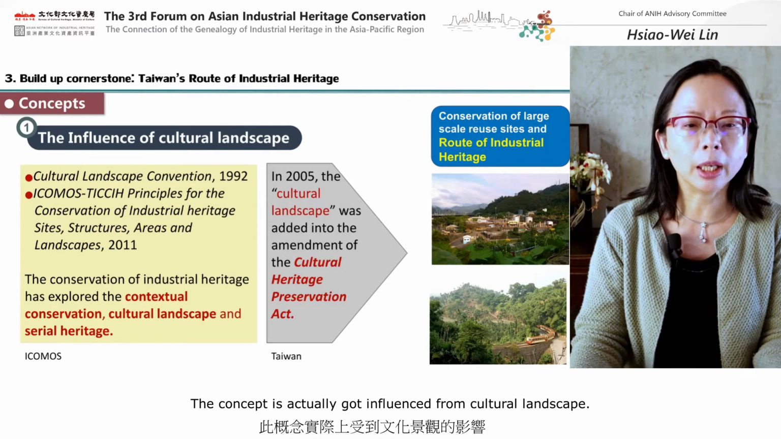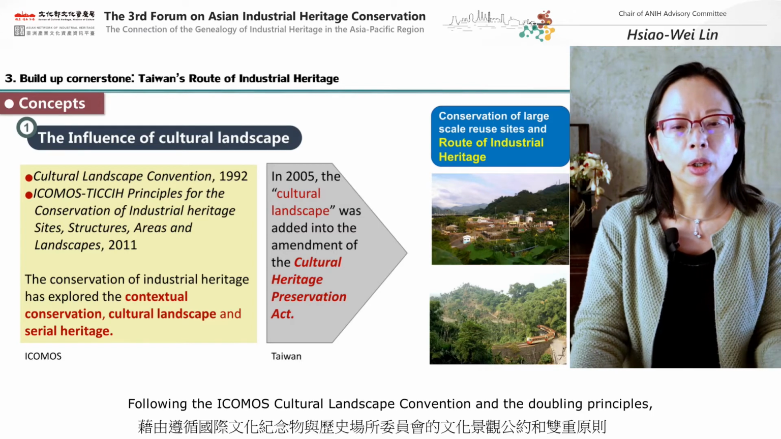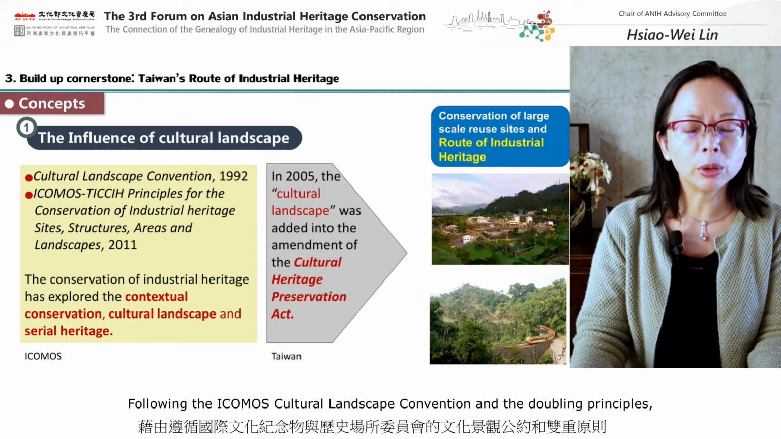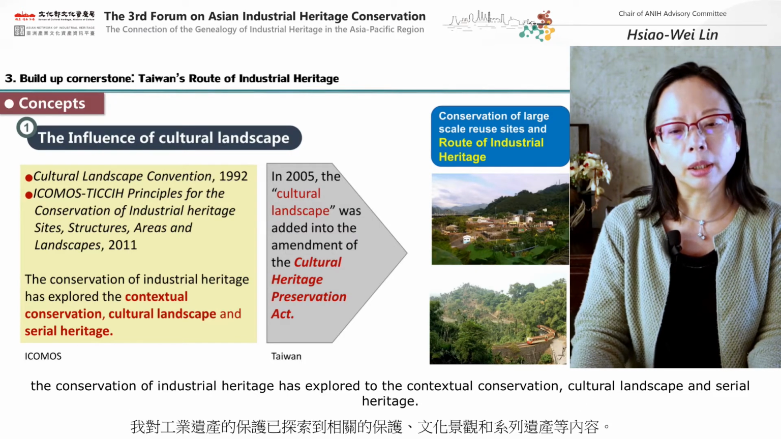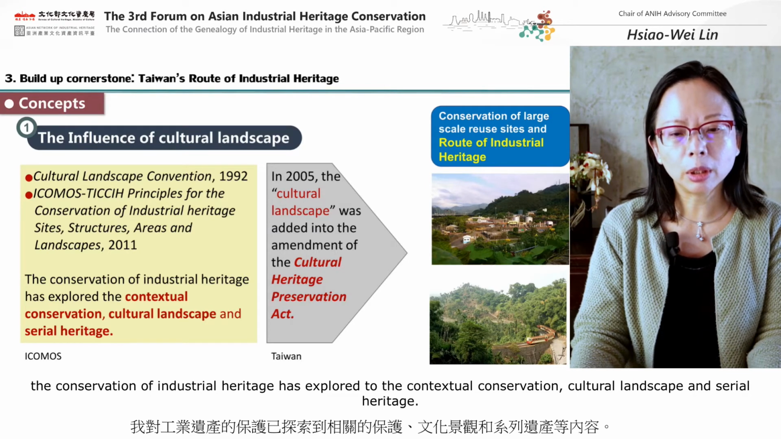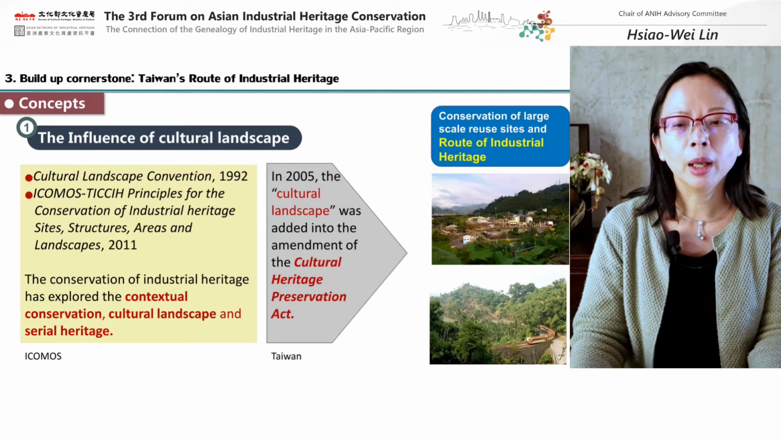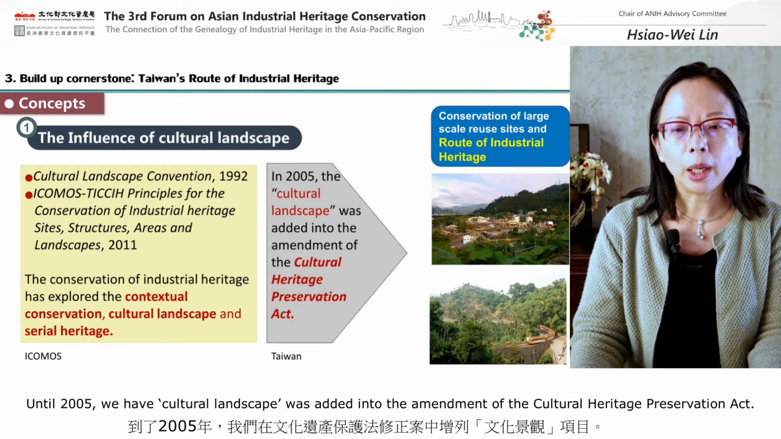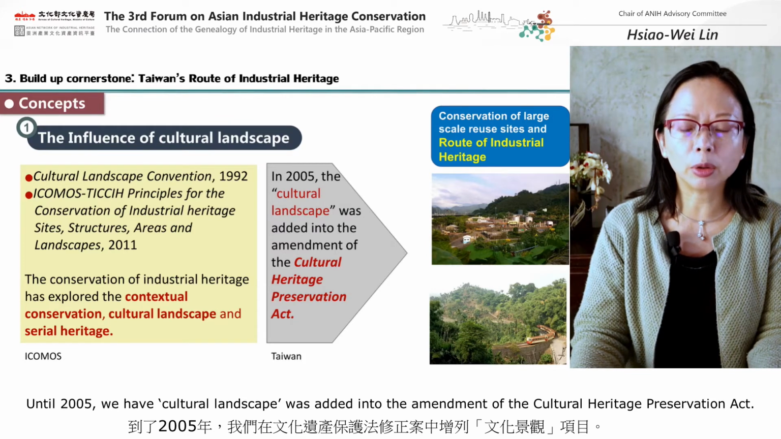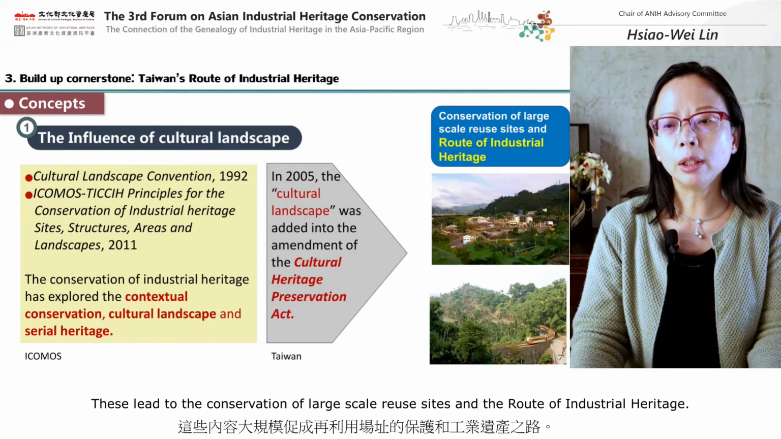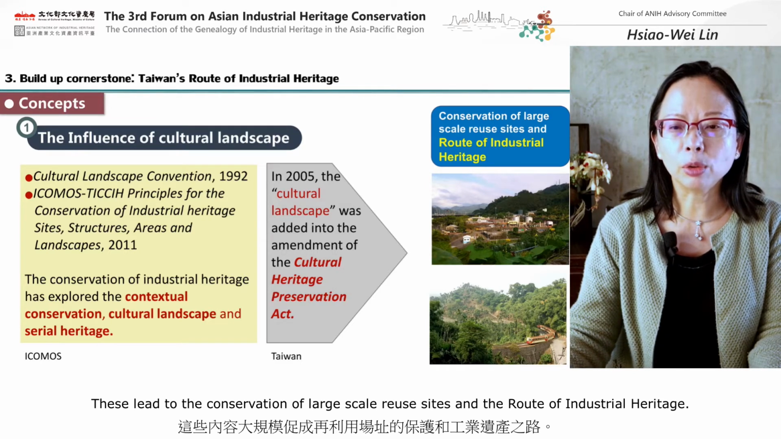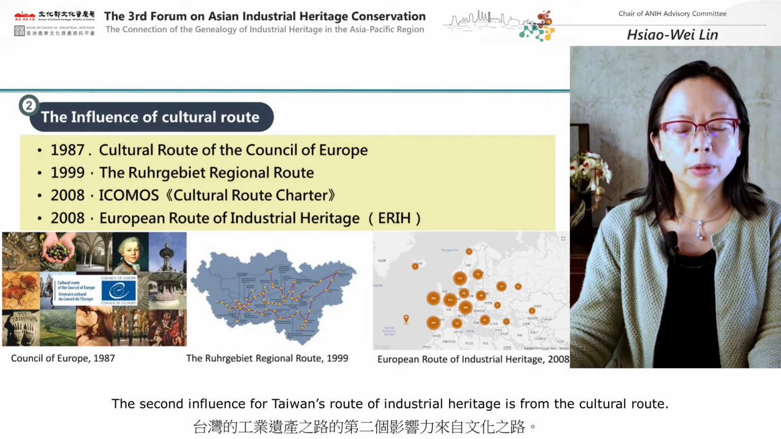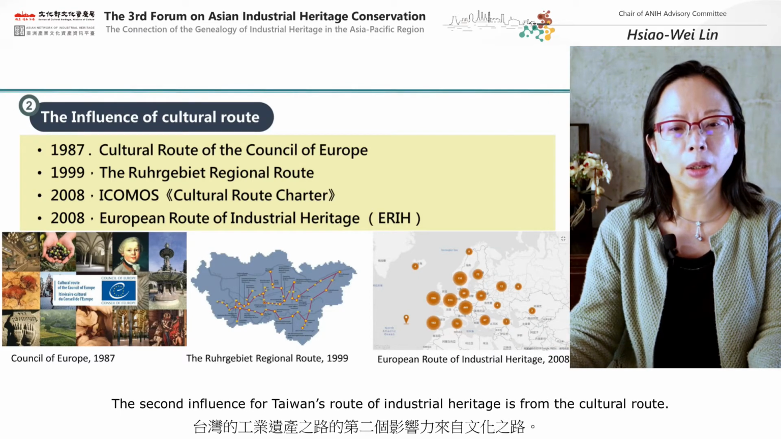The concept is actually influenced by cultural landscape. Following the UNESCO cultural landscape convention and the Dublin Principles, the conservation of industrial heritage has expanded to contextual conservation, cultural landscape, and serial heritage. In 2005, cultural landscape was added into the amendment of the Cultural Heritage Preservation Act. This led to the conservation of large-scale reuse sites and routes of industrial heritage. The second influence for Taiwan's roots of industrial heritage is from the cultural routes.